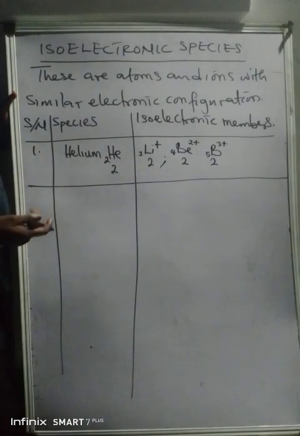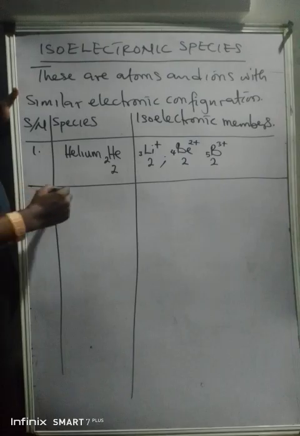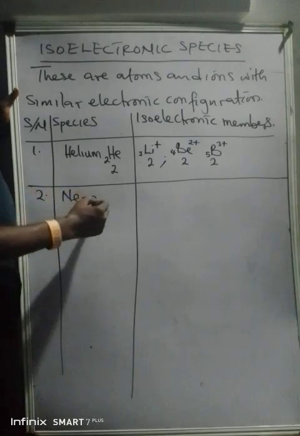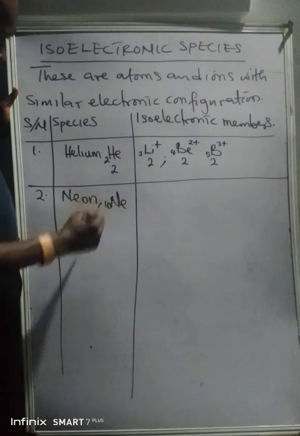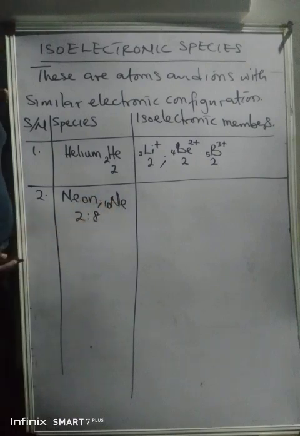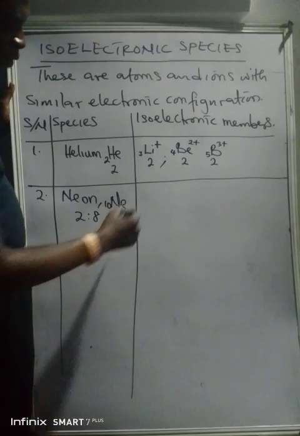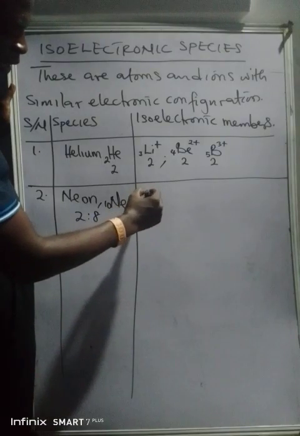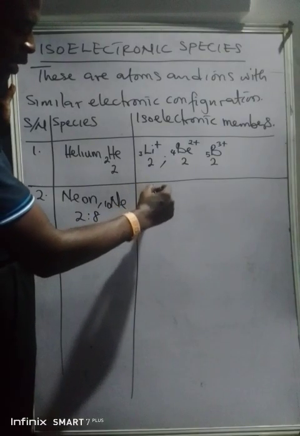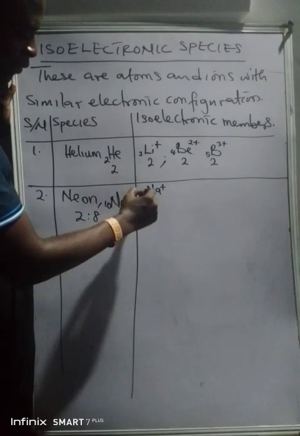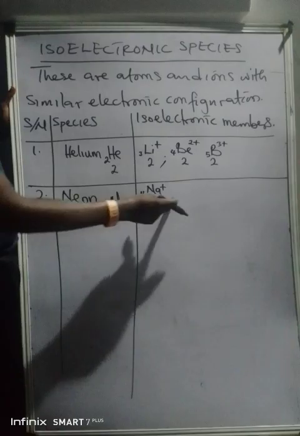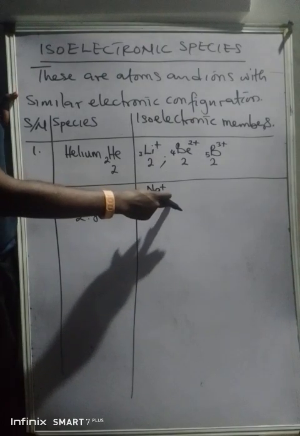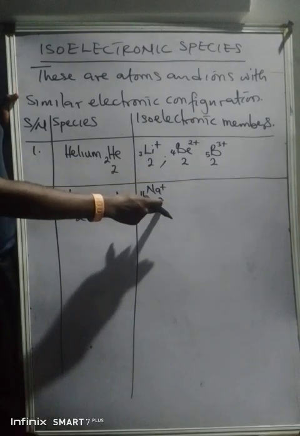Are we there? Then what about neon? Neon, which is Ne10. Configuration is 2, 8. What are the ions that have configuration of 2, 8? Let's look at sodium, Na+, 11. That's supposed to be 2, 8, 1. It has lost that one to form 2, 8. Are we there? Yes, sir.